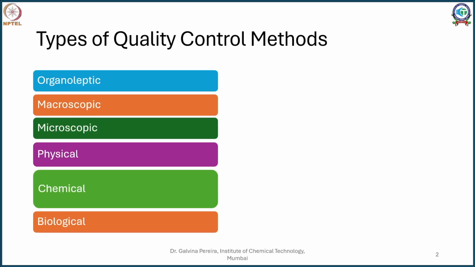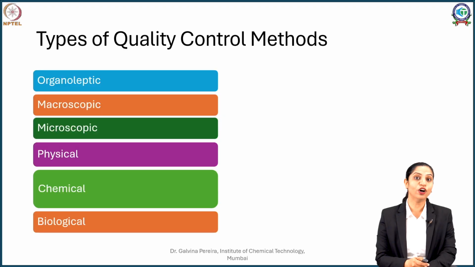We are doing week 10 in which we are seeing different quality control methods for evaluation of herbal drugs. So far we have covered microscopic methods, macroscopic methods, organoleptic methods and physical methods of analysis of quality control. Now today we are going to dwell into a different set, that is your chemical methods of quality control.